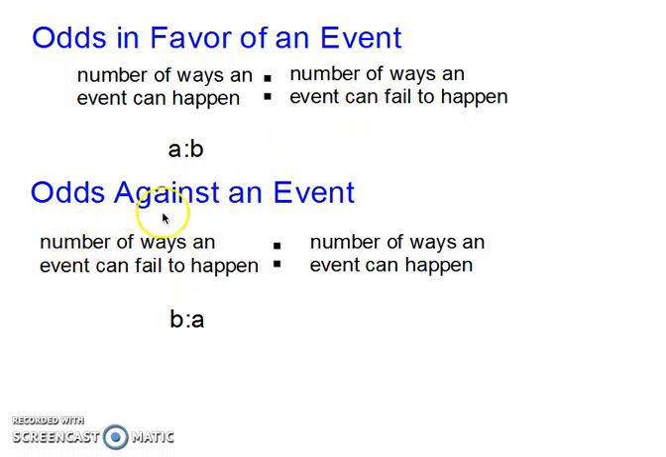So just like in odds against, when it's odds against the event, the number of ways an event can fail to happen comes first with the colon, and then the number of ways an event can happen. Once again, together they make up the total. So you can think of it as part to part, not part to total like you see in probability. So you can use this relationship to convert between odds and probabilities. Let's take a look.